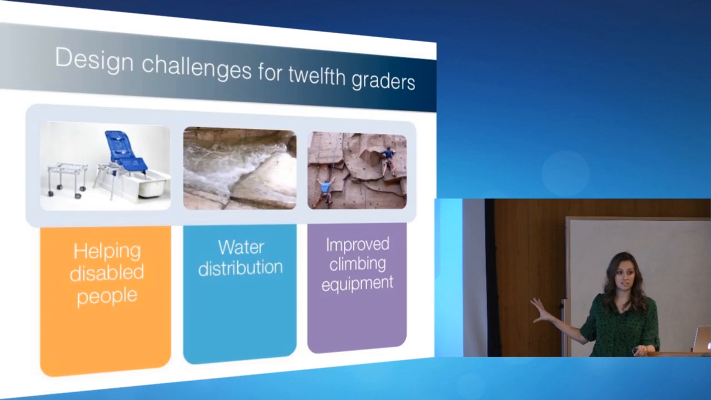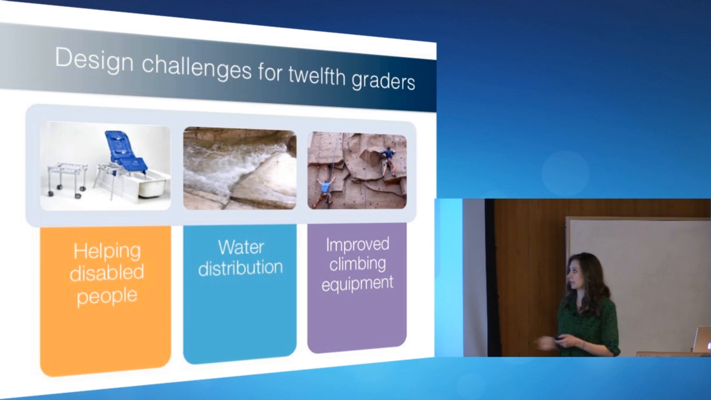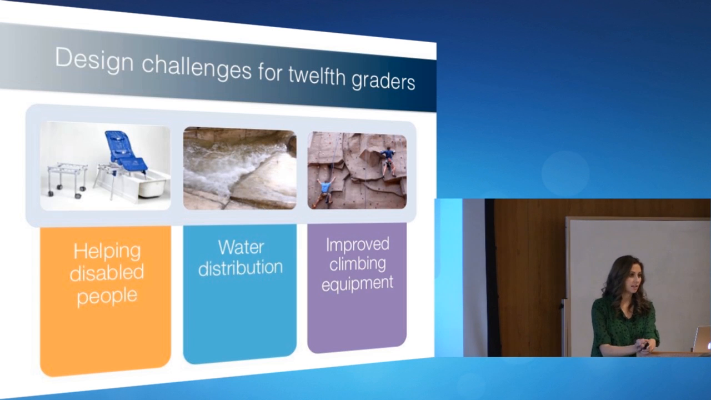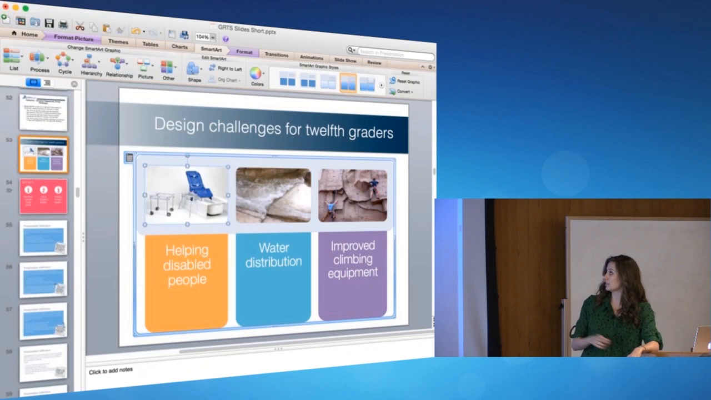So this is something that you can take a simple bullet point list from PowerPoint, click, make it smart art, and then it will help do that for you as long as you've got your text pared down where you need to be. So then it became a lot more easy to say, okay, we've got 3 projects going on: helping disabled people, water distribution, and improving climbing equipment. And it's a really simple way to do this.